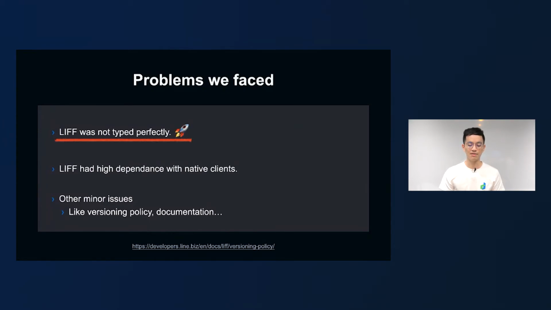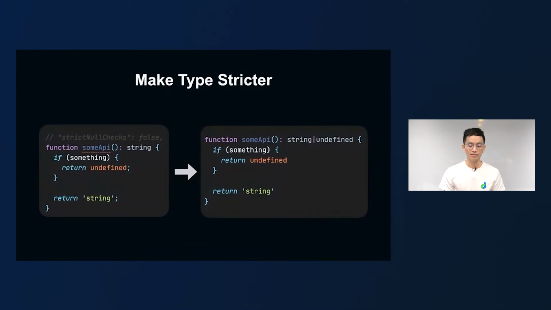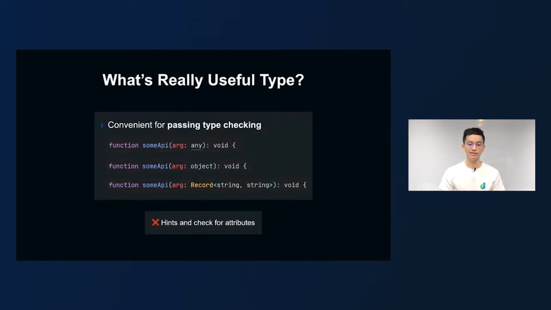Let's start from the type definition part. LIFF used a TypeScript configuration which was not very strict before. So for example, there may be a function whose definition returns a string, but sometimes it actually returns undefined. To fix this kind of error, we have to correct this configuration and fix our code base again and again. And also, there are some type definitions inside LIFF which are not actually useful. For example, there may be a function using parameter types like any or object, or maybe Record<string, string>.